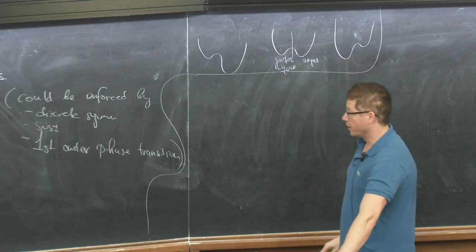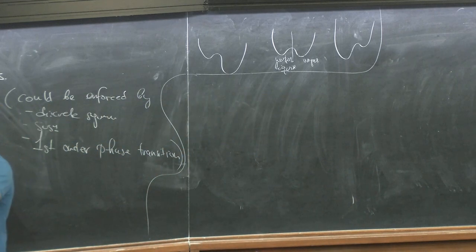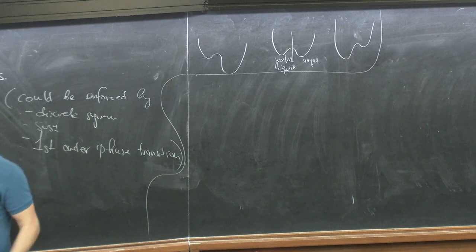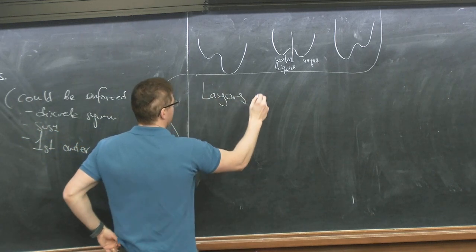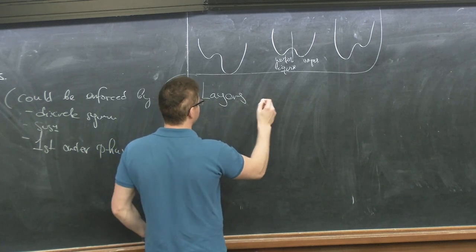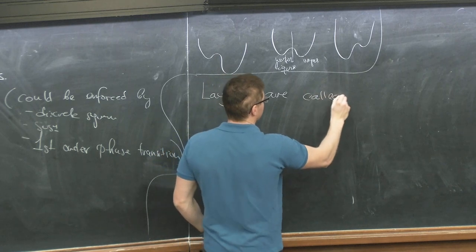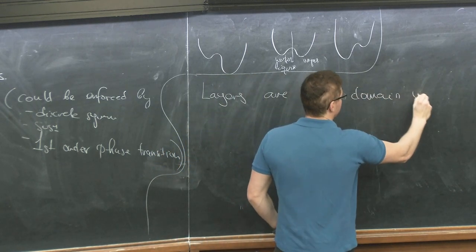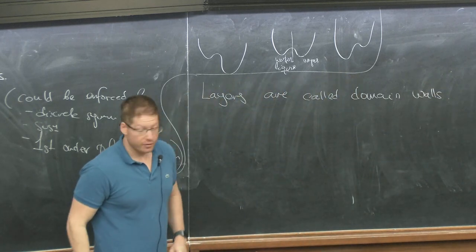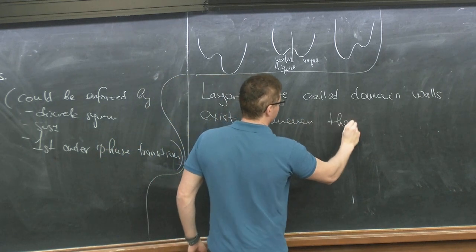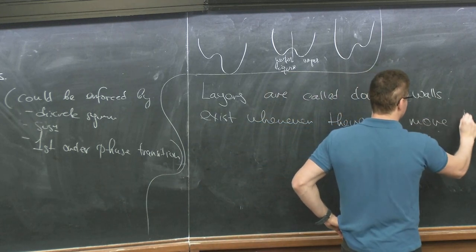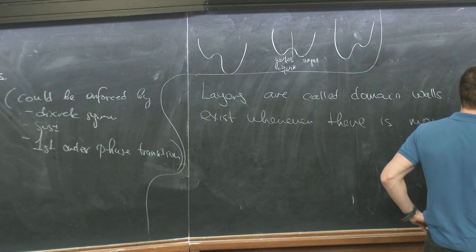So we can do the same in any quantum field theory, which has several superselection sectors. We can construct layers that separate these different superselection sectors. And these layers could have interesting physics of their own. And this is also part of the long distance theory that is interesting to study. The technical term for these layers is domain walls. And they exist whenever there are distinct superselection sectors. They exist whenever there is more than one superselection sector.